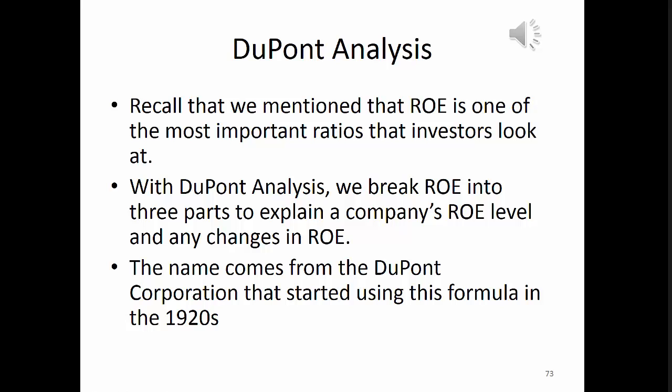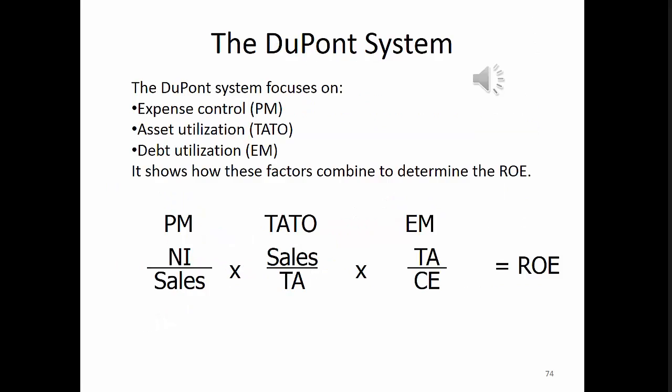Recall that we mentioned that ROE is one of the most important ratios that investors look at. With DuPont analysis, we break the ROE into 3 parts to explain a company's ROE level and any changes in ROE. This name comes from the DuPont Corporation that started using this formula in the 1920s. If you look at the equation on the slide, ROE equals the profit margin multiplied by the company's total asset turnover and then multiplied by the company's equity multiplier.